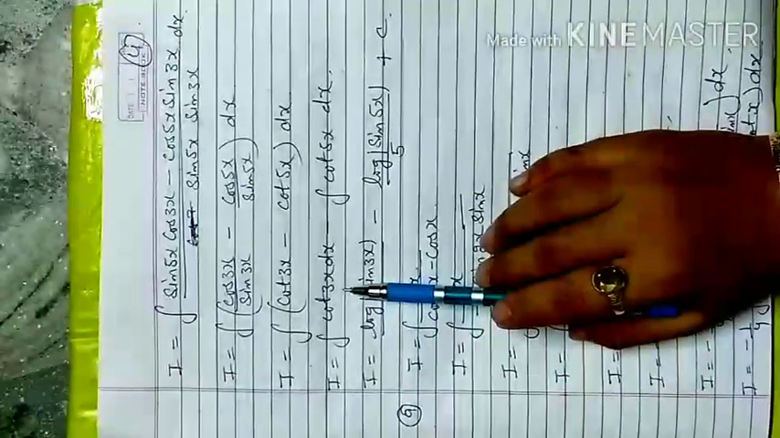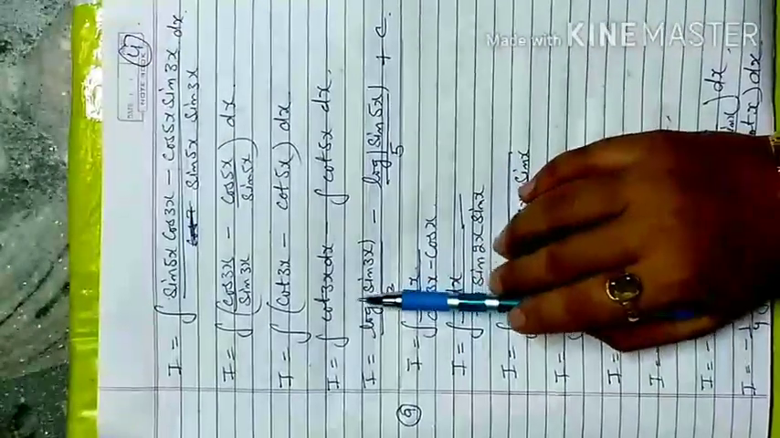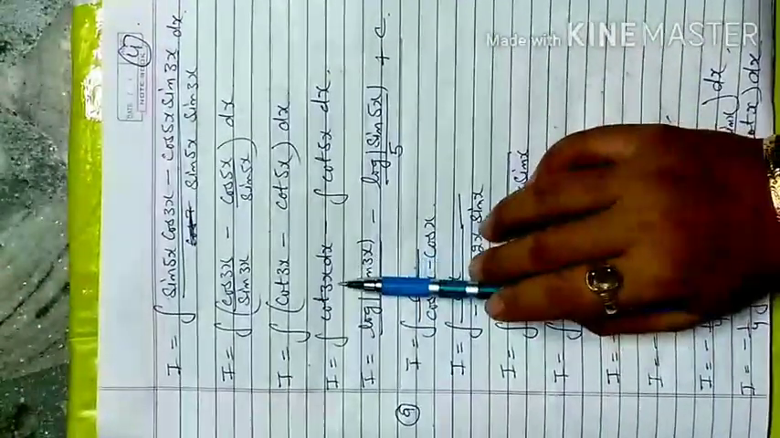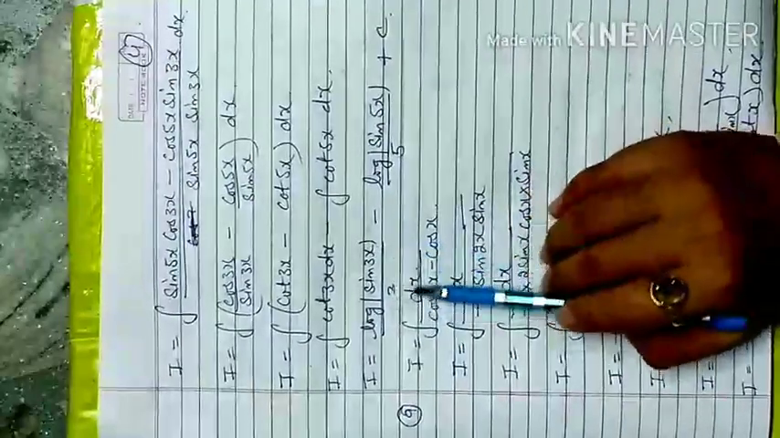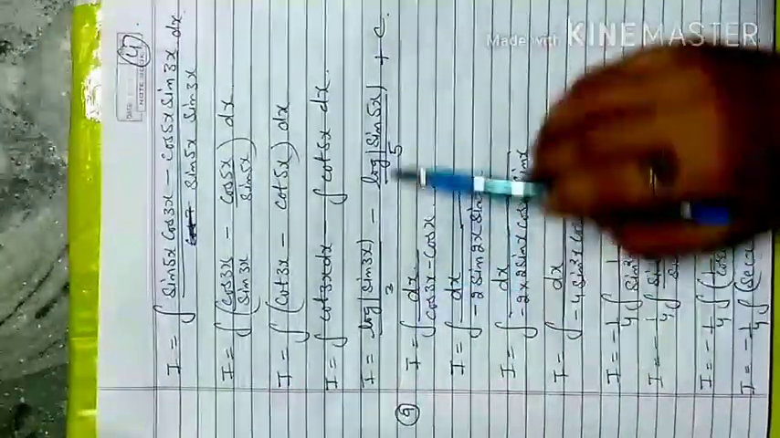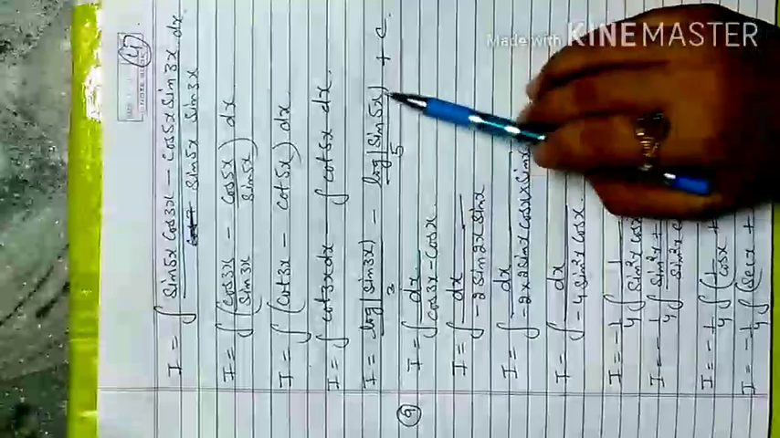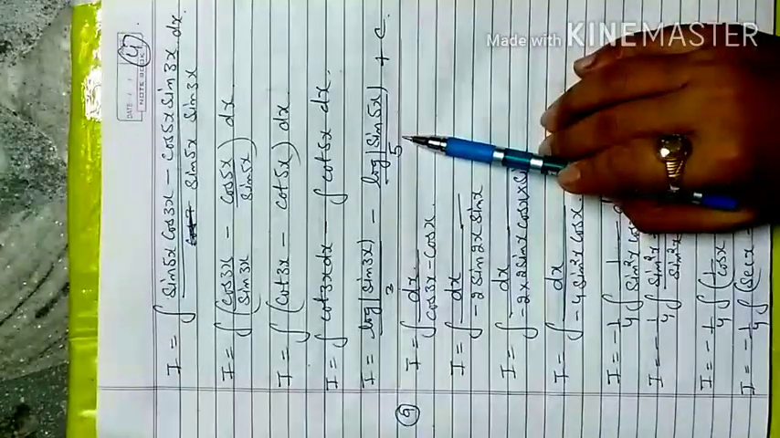But here when you write the integration, for log sin 3x, in place of x there is 3x, and the differentiation of 3x will be in the denominator. Here for log sin 5x, the differentiation of 5x goes in the denominator.